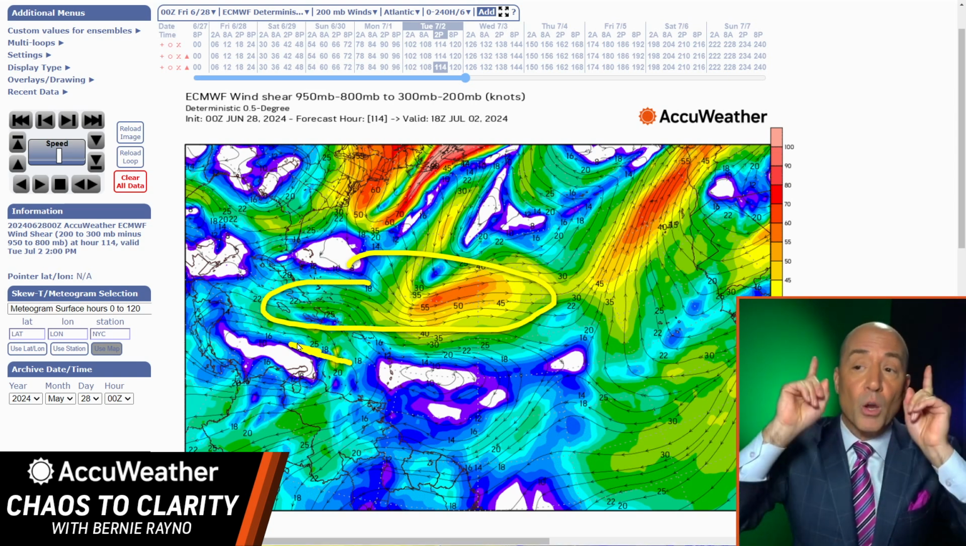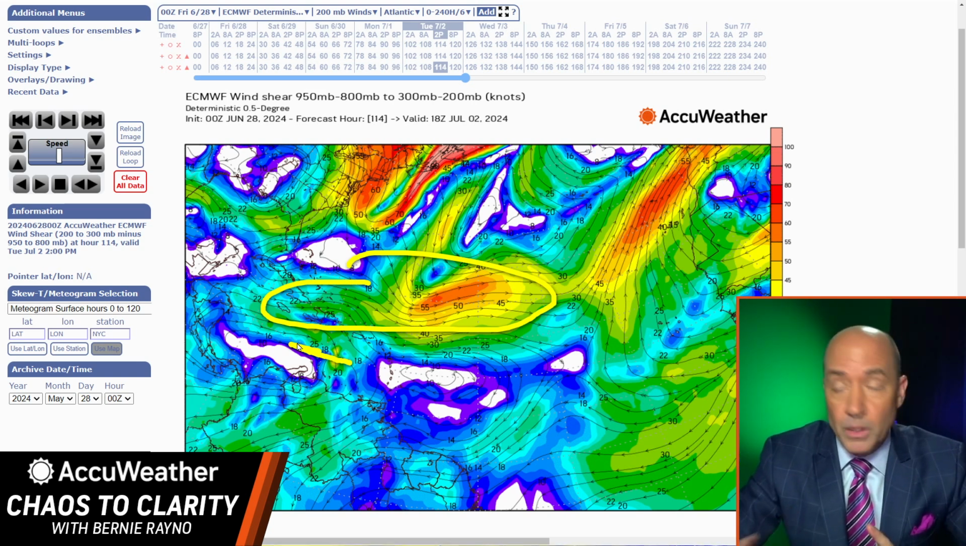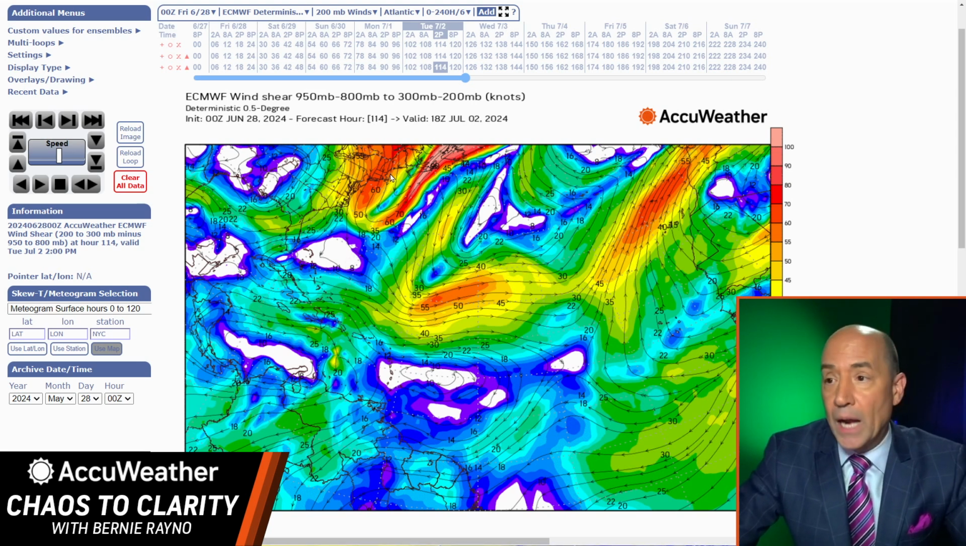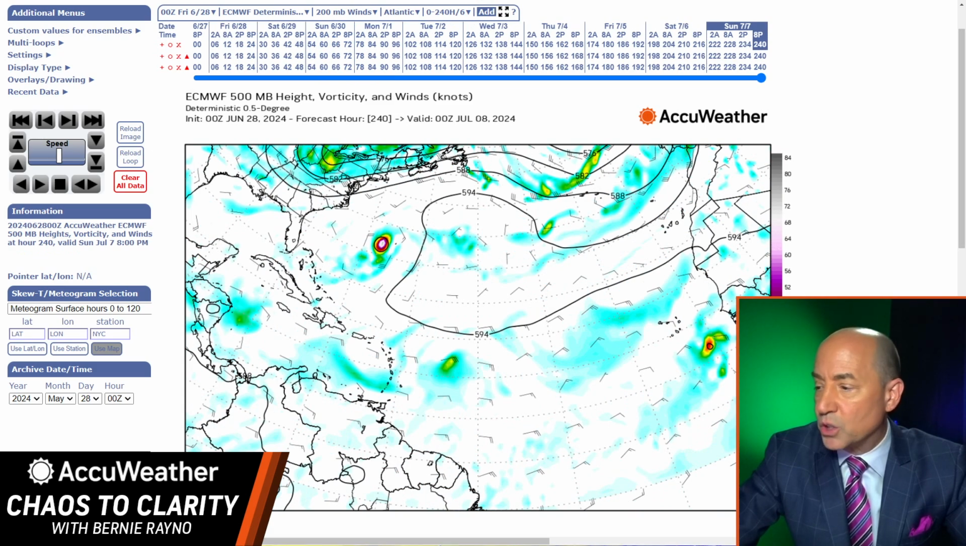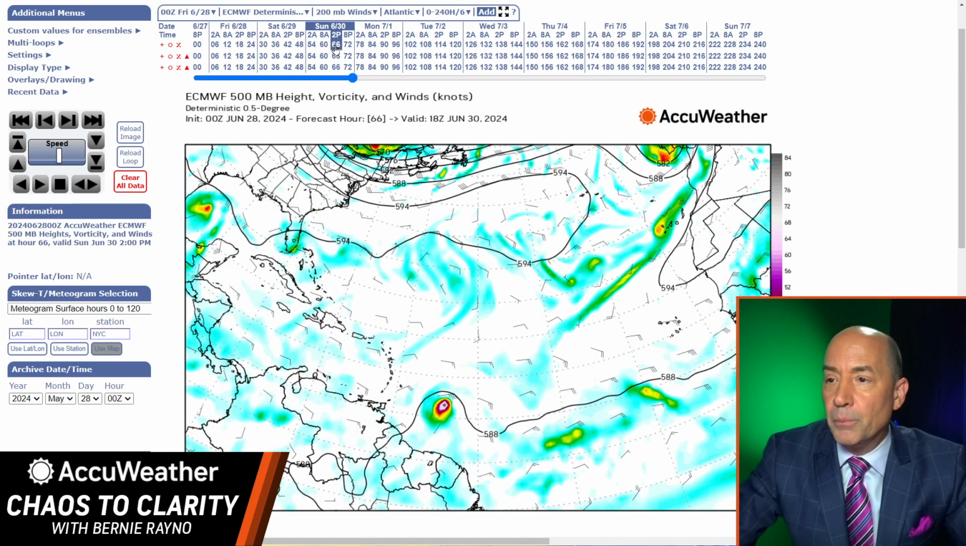Now, the question is, where is it going? All right. Let me show you why we think this is not going to be a threat to the eastern part of the United States. Because if you look at the steering flow, and let's go back here. Here we are, Sunday evening. What's going on? Here we go.